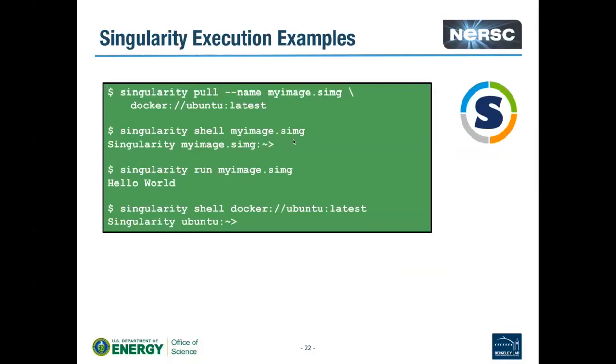So here we're pulling a Docker image down, and we're going to create this local version of it called myimage.simage. That's their native format. And then once we've done that, we can use that image similar to how we did before. So you can run it interactively in a shell, or you can run the default settings for it with the run command. You can also skip the pull, I think, and just tell it to use the image directly, and it'll do them in one combined step.